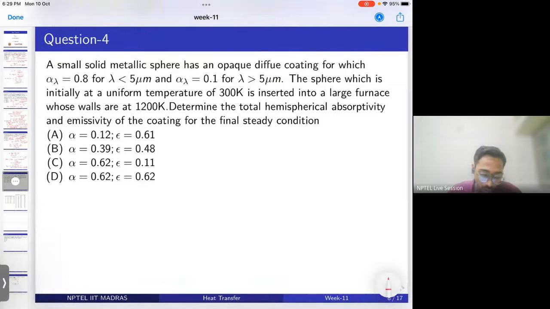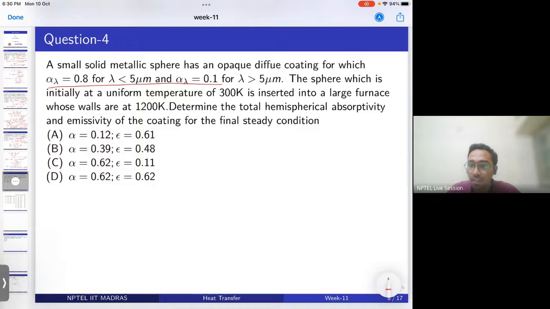A small solid metallic sphere has an opaque diffuse coating for which this variation of the absorptivity of the radiation of the body is given. The sphere, which is initially at a uniform temperature of 300 Kelvin, is inserted into a large furnace whose walls are at 1200 Kelvin. Determine the total hemispherical absorptivity and emissivity for the final steady state.